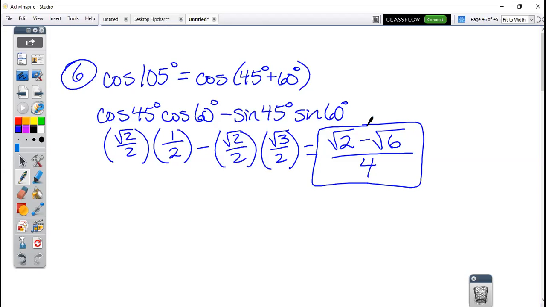And also, don't forget, you can check it very easily. Put cosine of 105 in your calculator, get that big long decimal, then put your answer in the calculator and see if that big long decimal matches. Okay? So you'll at least know if you have it right or not. You may not have it simplified, but you'll know if you got it right. Everybody good on 6? All right, 7.